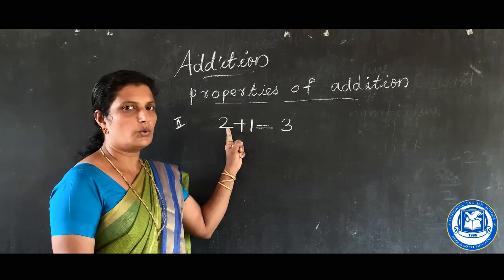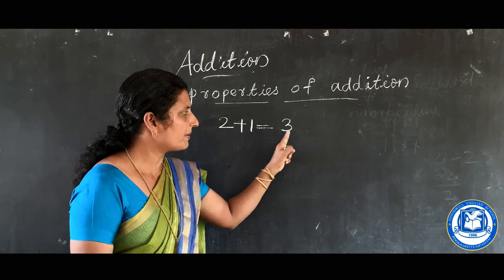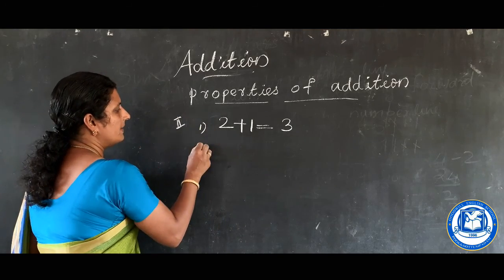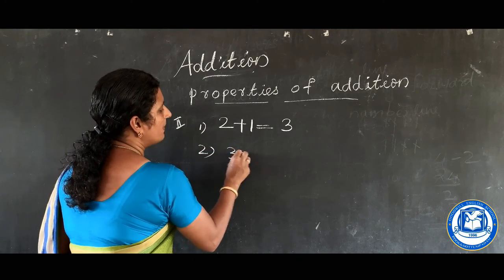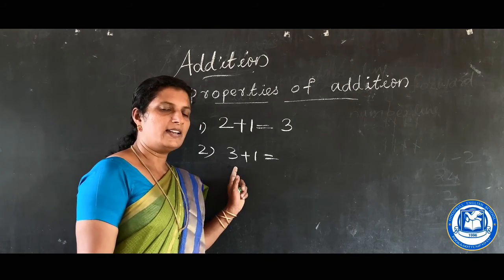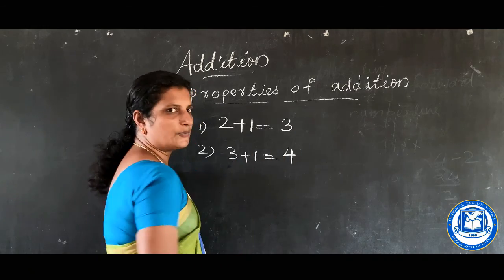Next number means 2 plus 1 means, here 2, then the next number after 2 is 3. Next example: 3 plus 1. Then we can check it. 3 plus 1 is 4. The number after 3 is 4.